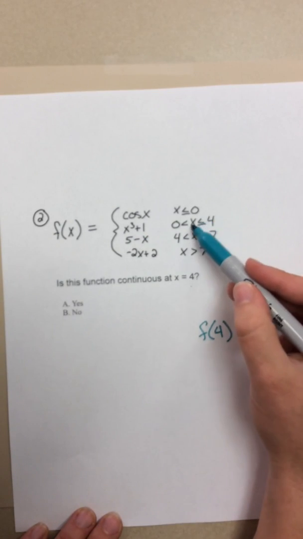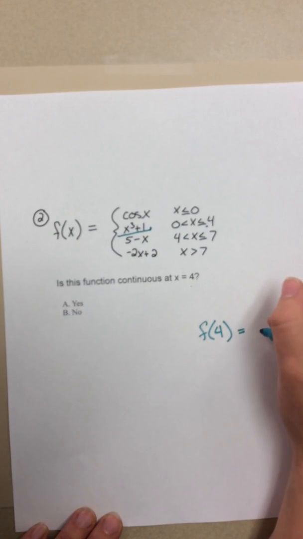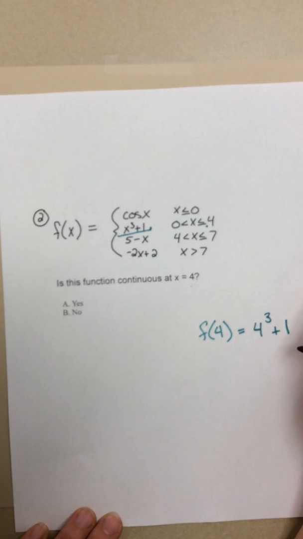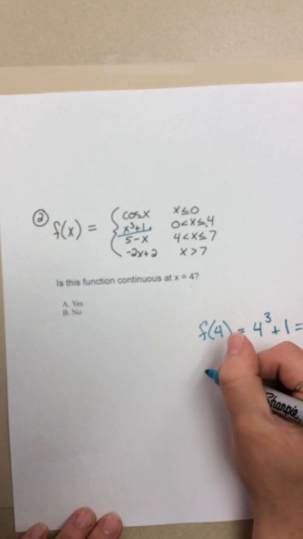F of 4, I can see x is less than or equal to 4, so I'm using this part of the function, x cubed plus 1. So I say 4 cubed plus 1. 4 cubed would be 4 times 4 is 16, times 4 is 64, plus 1. I get 65. Great. Now I'm going to check, does the limit exist?